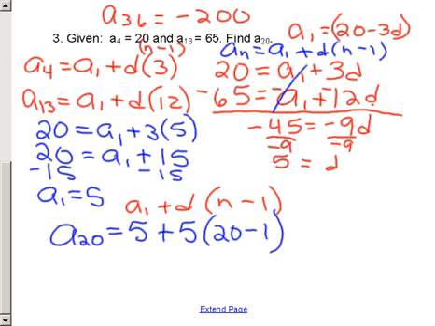Now the A20 is already by itself. Depends on where you're at. If you're up here, we were trying to get the A1 by itself.